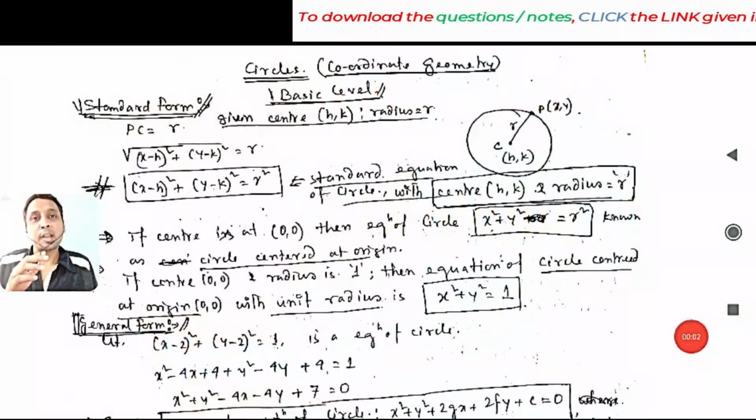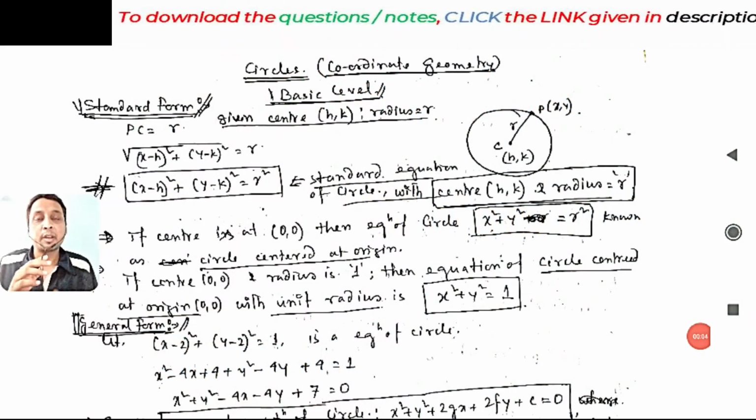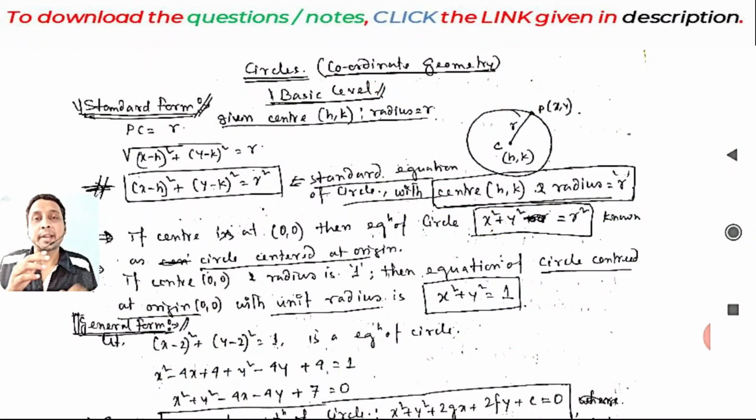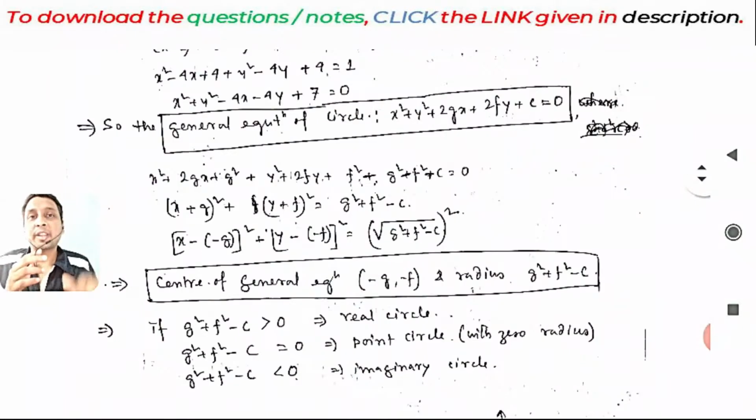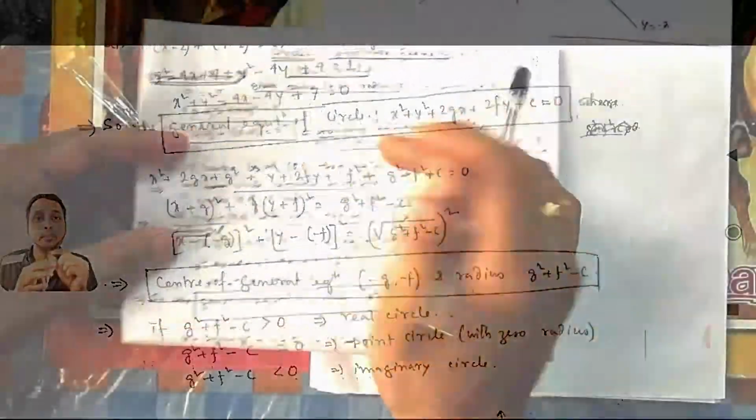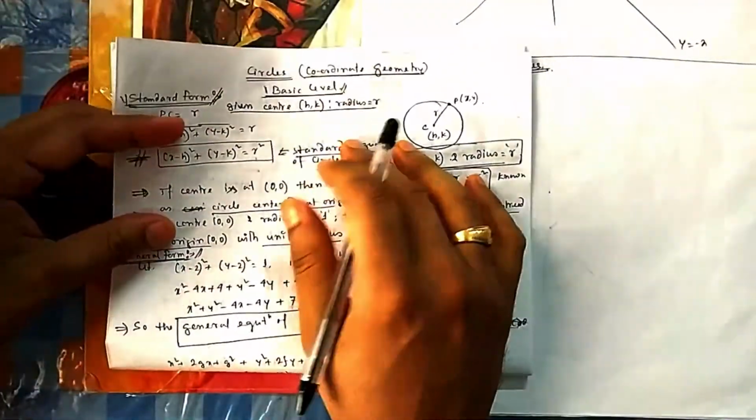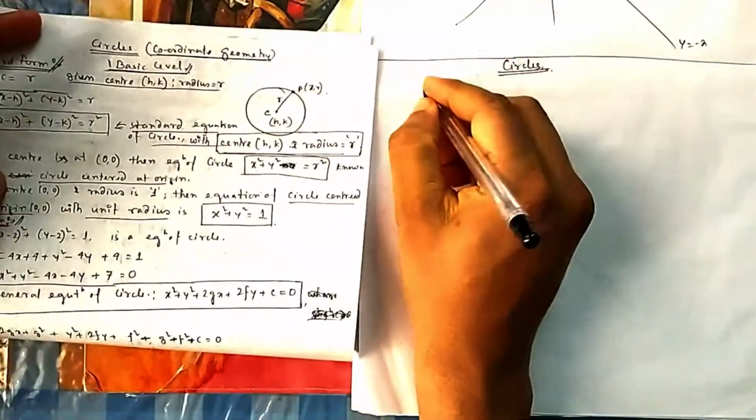Okay students, welcome you all to this new lecture on basic level coordinate geometry. I will be starting circles. So today we will see standard form and general form, two forms of a circle. Okay, then let's discuss this. If we start with the circle for basic level, we will start with the standard equation.